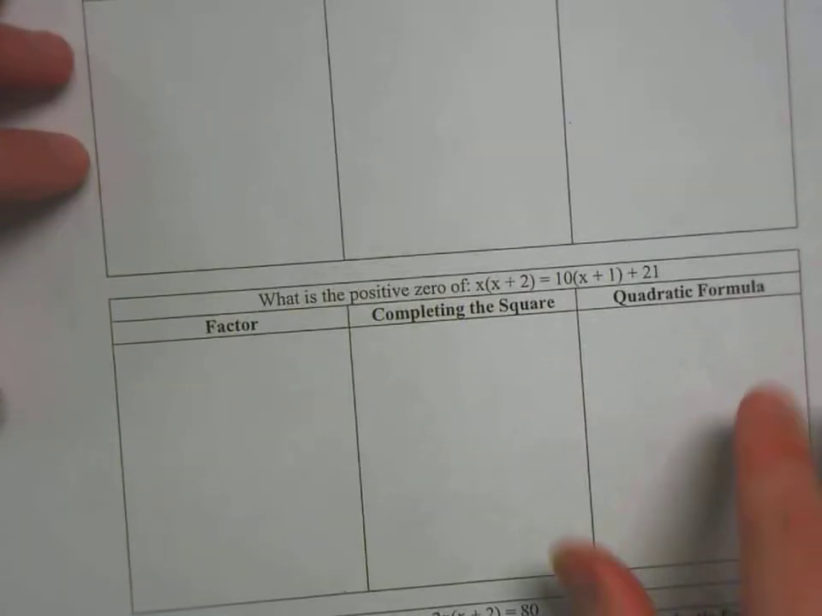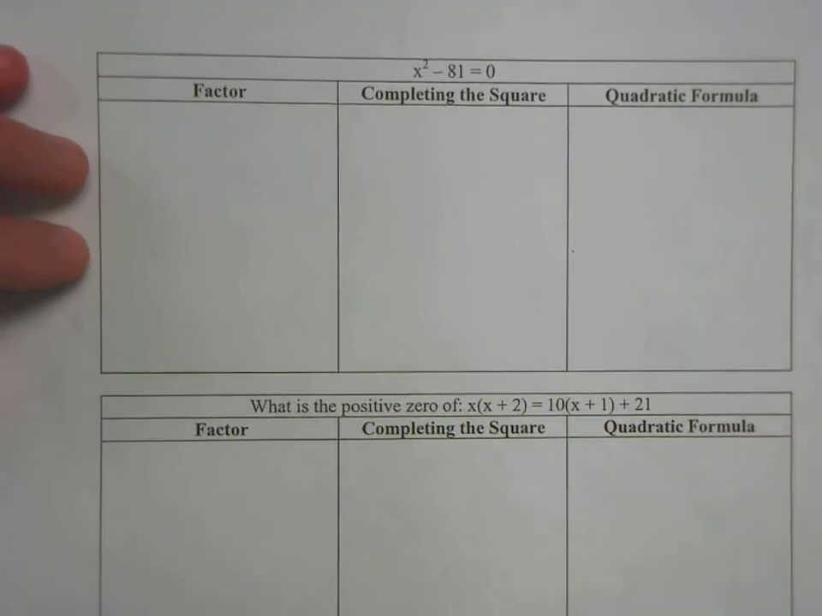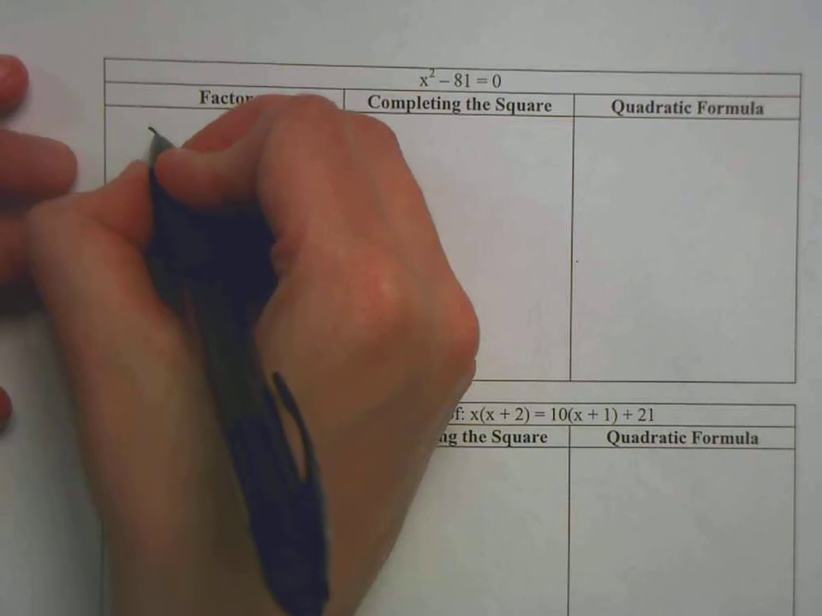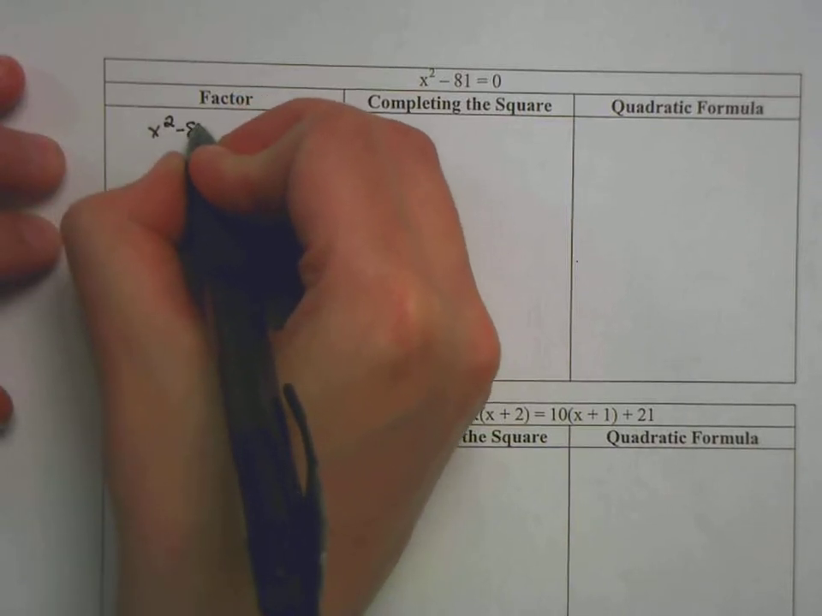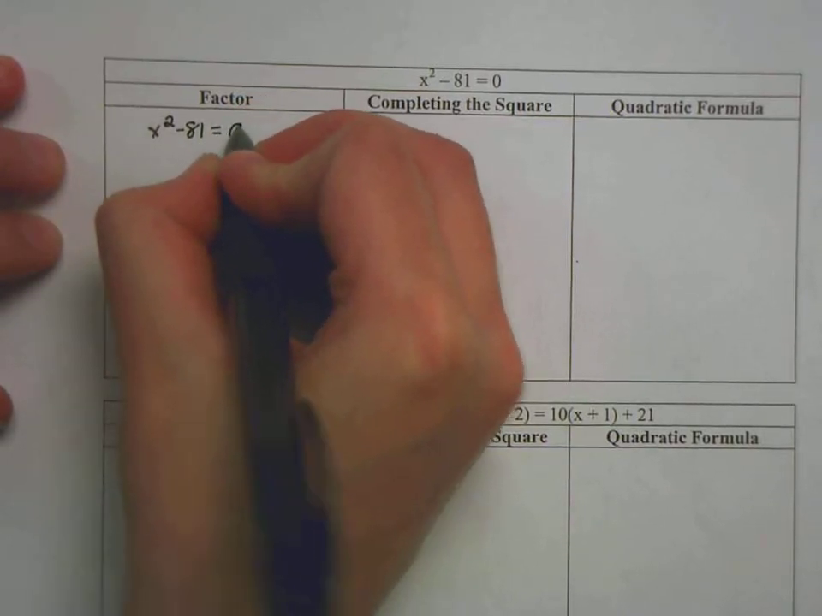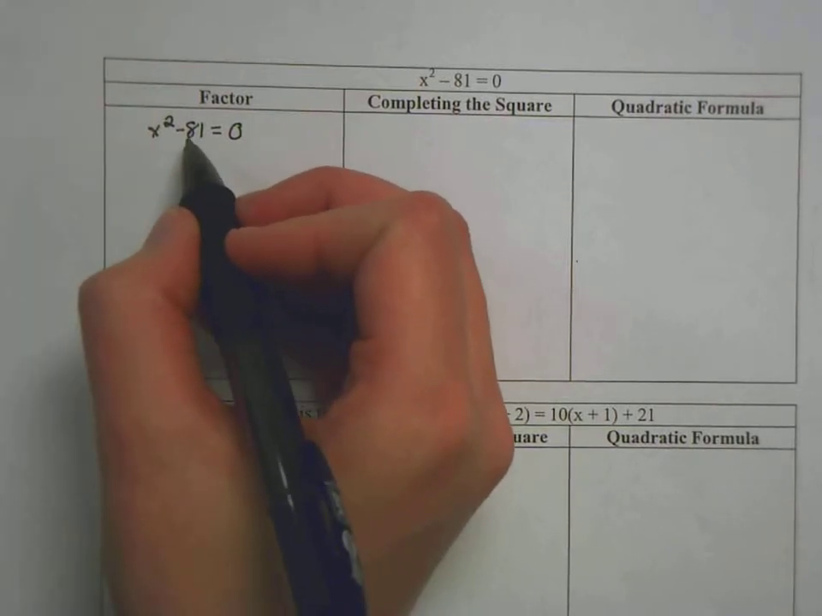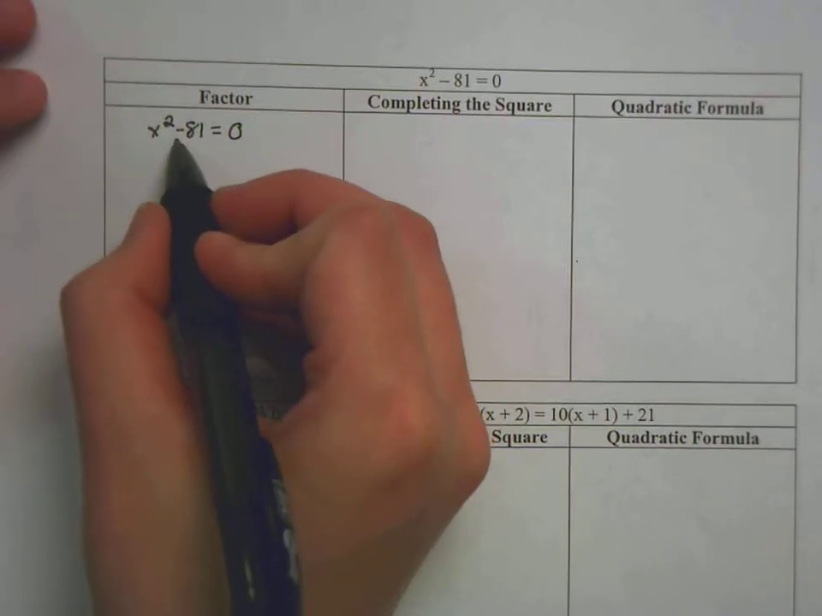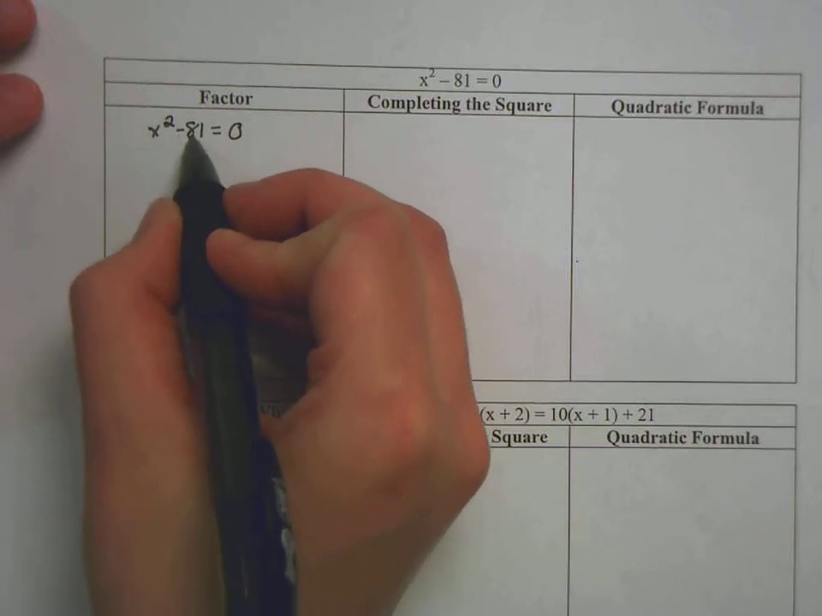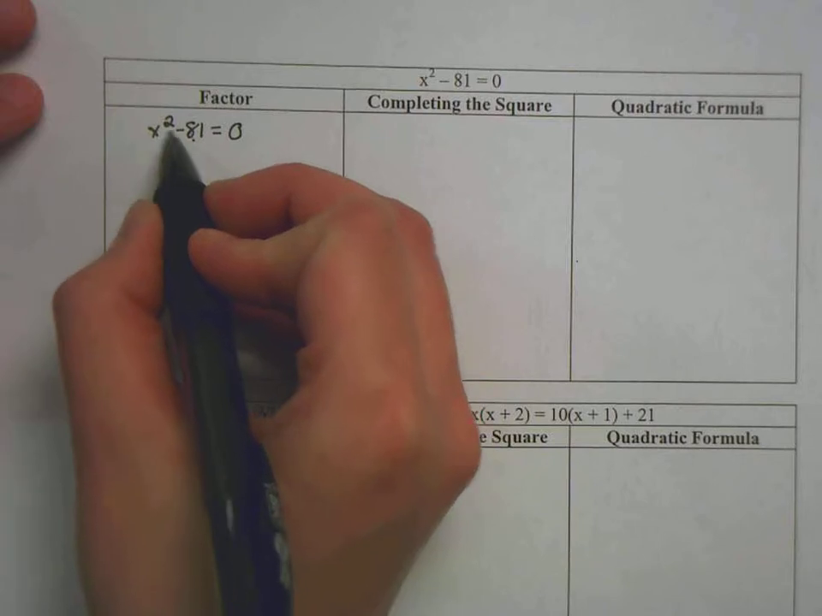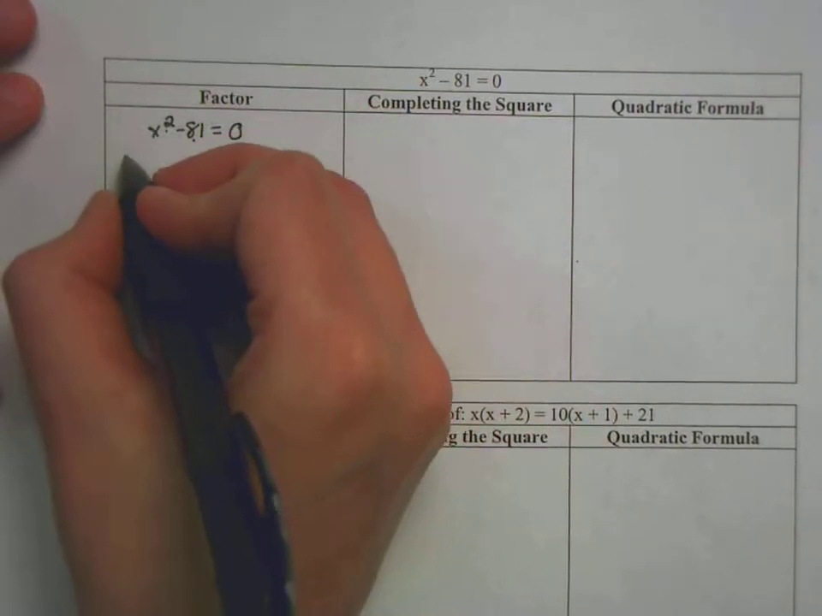Next question. X squared minus 81. So let's start by factoring. It is already equal to 0, and if I look, this isn't a trinomial, there's only two pieces. This is, remember, difference of two perfect squares. It's difference, subtraction, and both of these pieces are perfect squares. 81 is 9 times 9, and x squared would just be x times x.